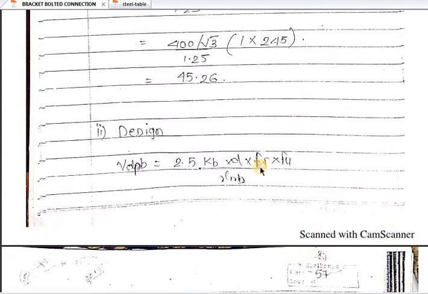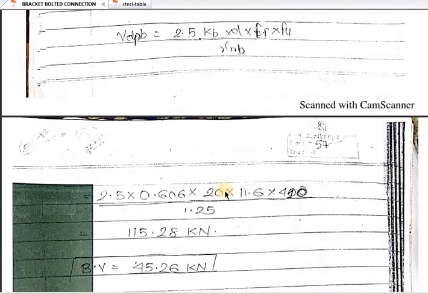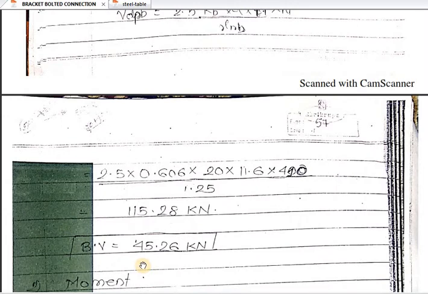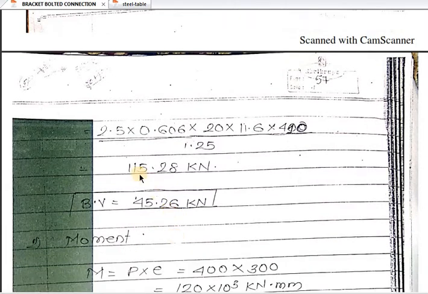One and the same. It has been taken from the steel table. We have referred to the steel table for this thickness, so by referring to the steel table we have taken 11.6. fu we have taken as 400. Gamma mb is 1.25. Here after calculations it comes to be 115.28 kilonewtons. So 115.28 kilonewtons is the bearing strength of bolt.